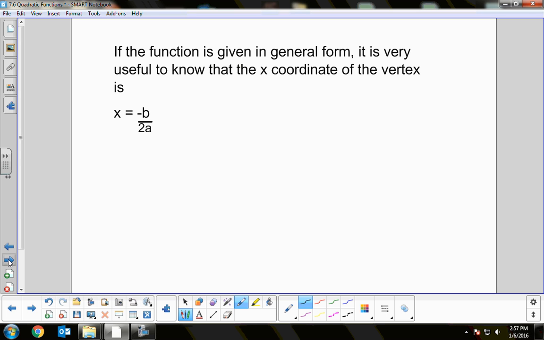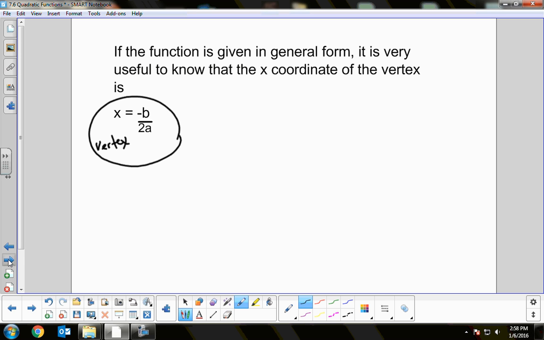Okay, so now if the function is given in general form, it's very useful to know that the x-coordinate of the vertex is given by this formula. This formula is proven for you in your textbook. If you're interested, you can look it up. X equals negative b over 2a. You need to know this. This is the x vertex.